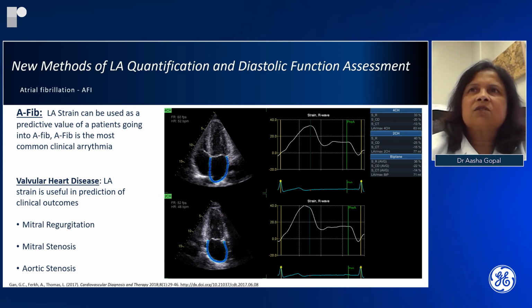So these are also some studies that indicate that changes in left atrial strain may predict when a patient goes from normal sinus rhythm into atrial fibrillation. It may also be useful to predict outcomes in patients with mitral regurgitation and mitral stenosis, as well as aortic stenosis, and lead to more timely intervention.